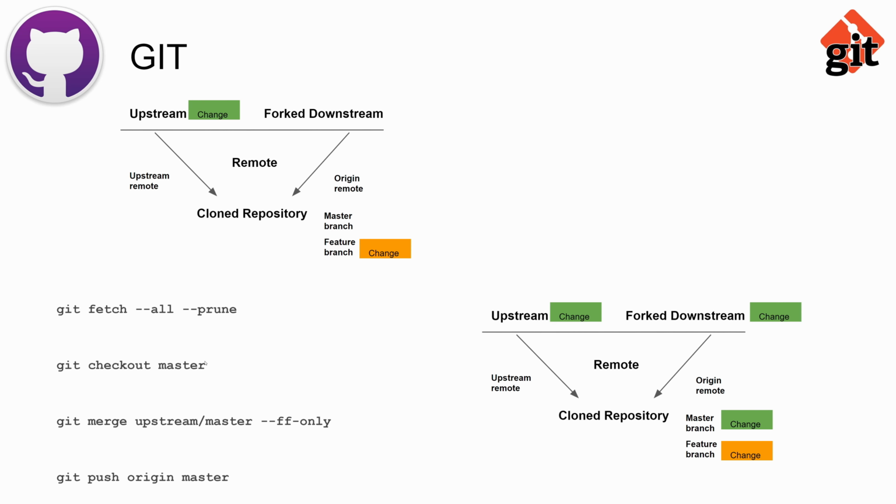And then you merge the upstream master into your master branch of the cloned repository. So when you do this, this will help you to synchronize the changes coming from the upstream repository into your cloned repository. And then you do a git push origin master that will help to push the changes back into your forked downstream as well, because the changes from the upstream need to go into the forked downstream as well. So with the help of these 4 commands, you can accomplish that.